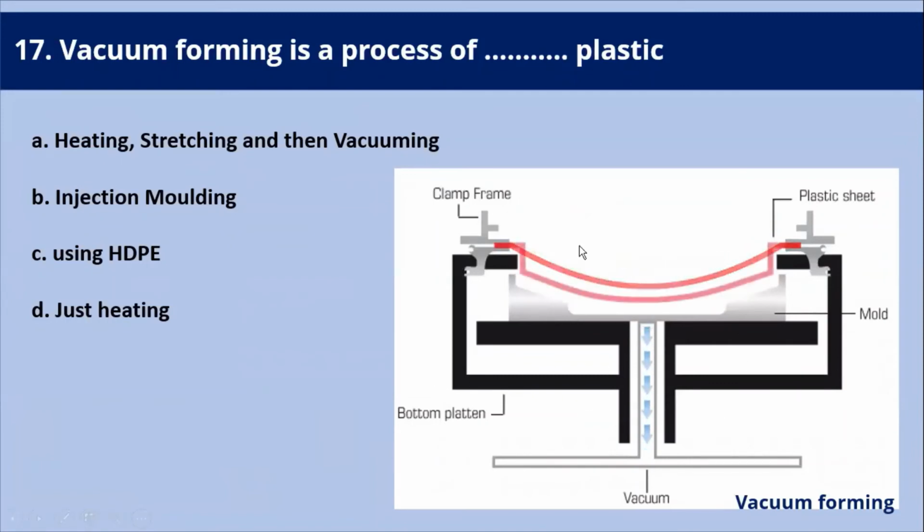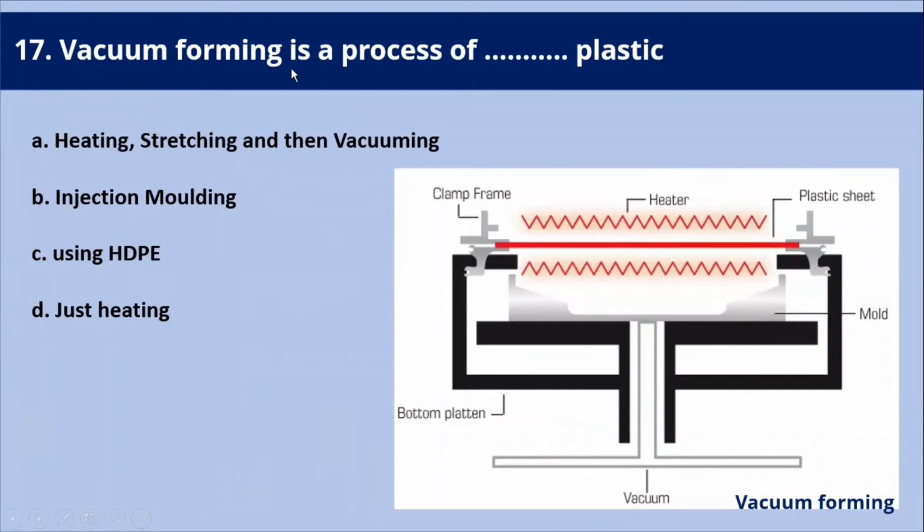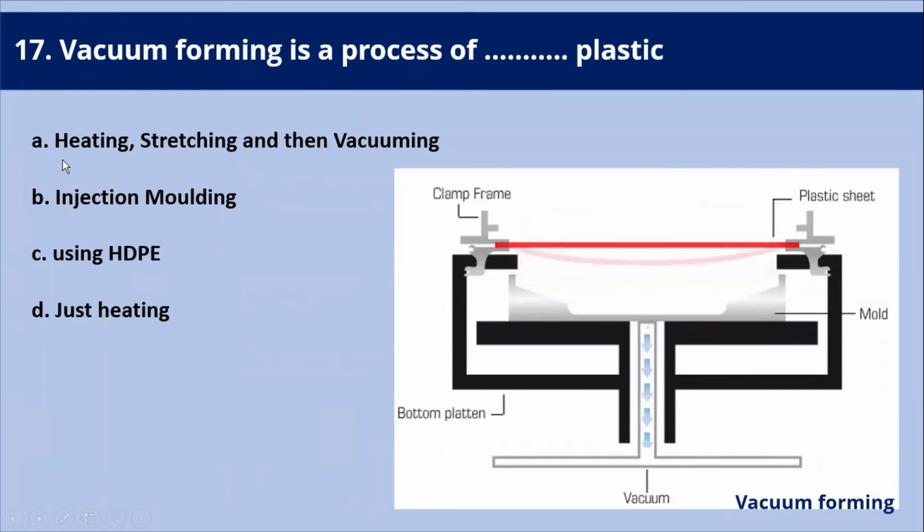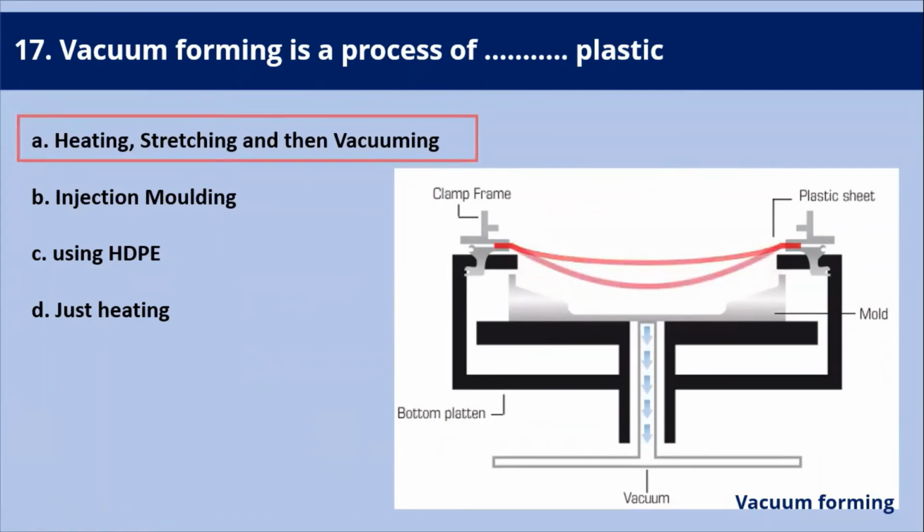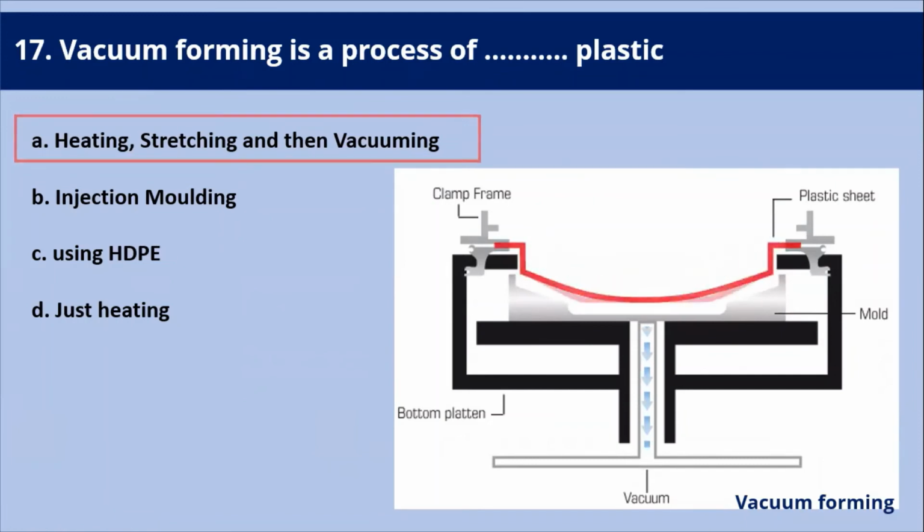Okay, so you can see all these things. It means that vacuum forming is a process of heating, then stretching, and then vacuuming to get the desired shape of the mold, and that's why our answer is A. Next question.